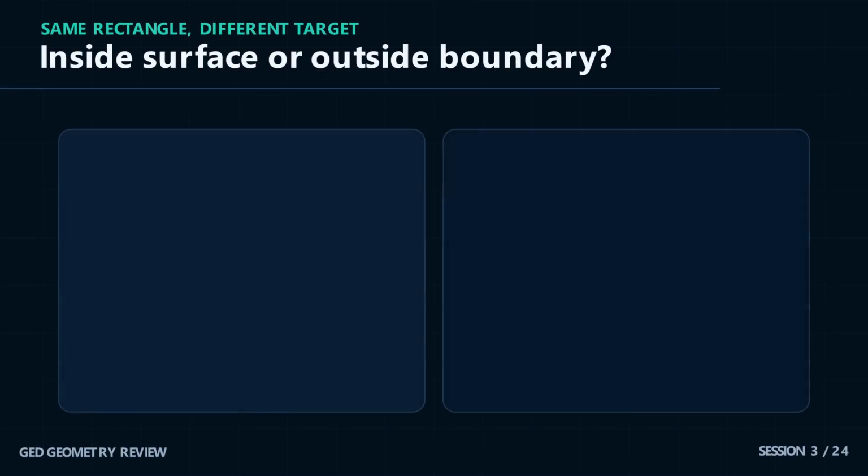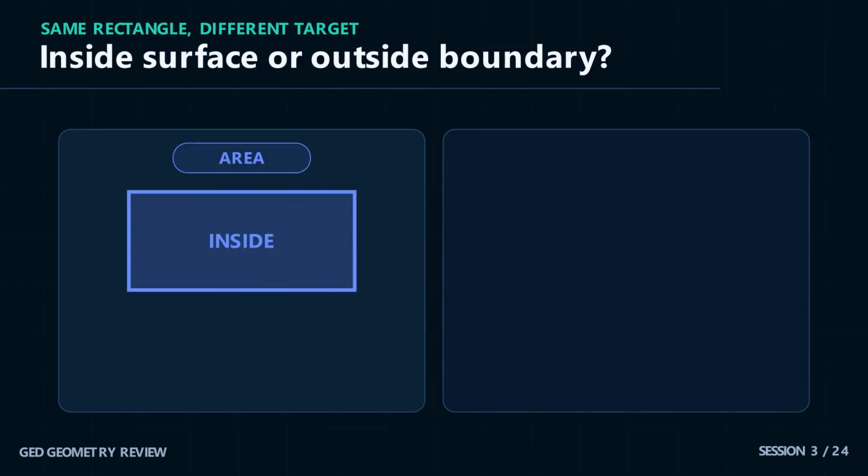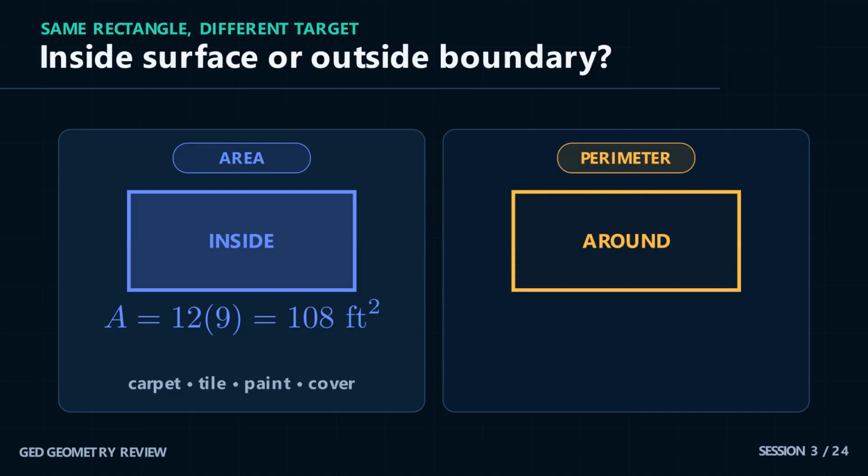The same rectangle can produce 2 different questions. Area measures the inside surface. It multiplies length by width and uses square units. Perimeter measures the distance around the outside edge. It adds the side lengths, or uses 2 times length plus width, and uses plain units. Carpet, tile, paint, cover, and floor usually signal area. Fence, border, trim, and around usually signal perimeter. Decide what is being measured before choosing a formula.